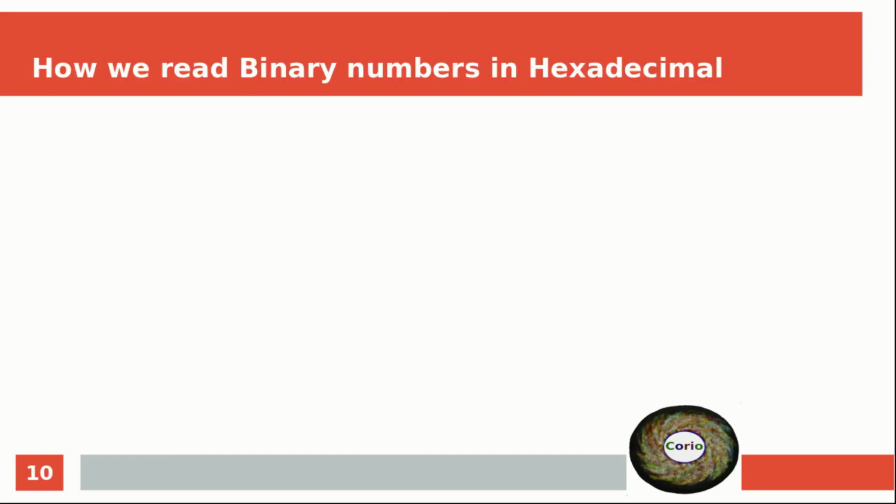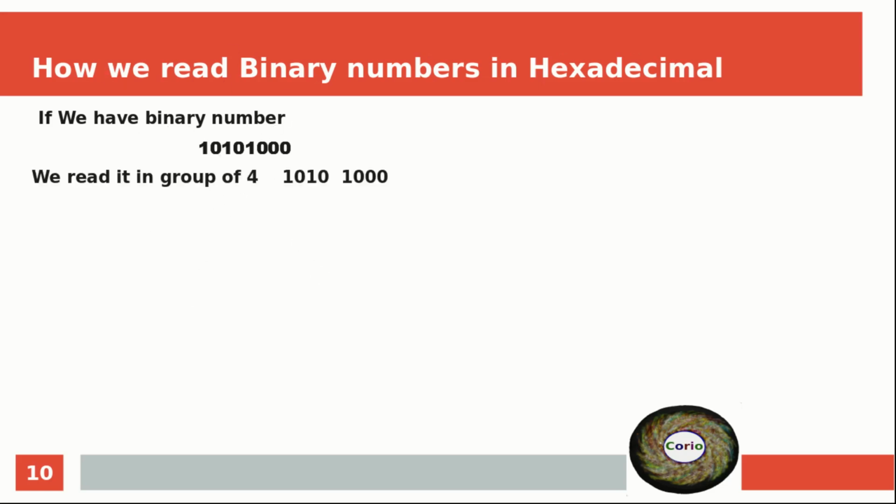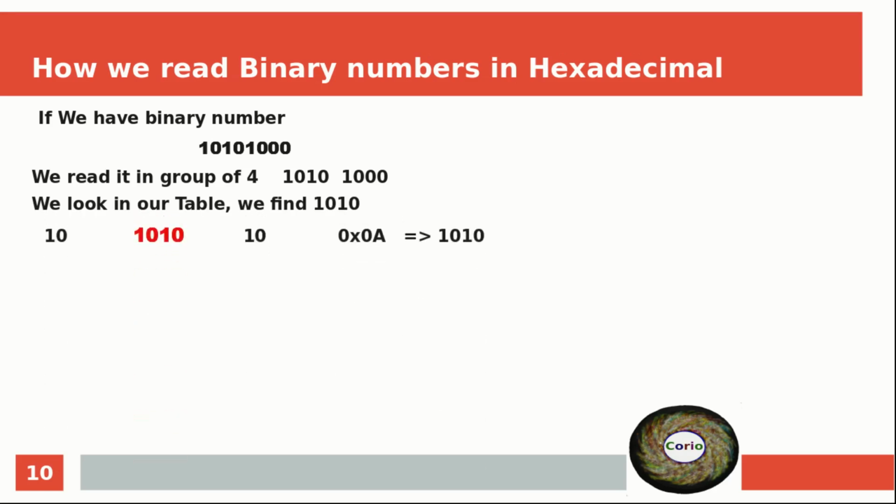So now that we know all the binary and hexadecimal, how do we read hexadecimal numbers? Suppose if we have binary number 1, 0, 1, 0, 1, 0, 0, 0. We read it in group of 4, 1010 and 1000. We look in our previous table. We find 1010. We see that 1010 is hexadecimal A. And 8 is binary 1000.